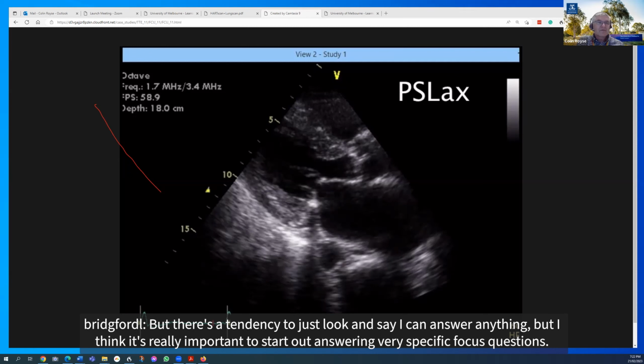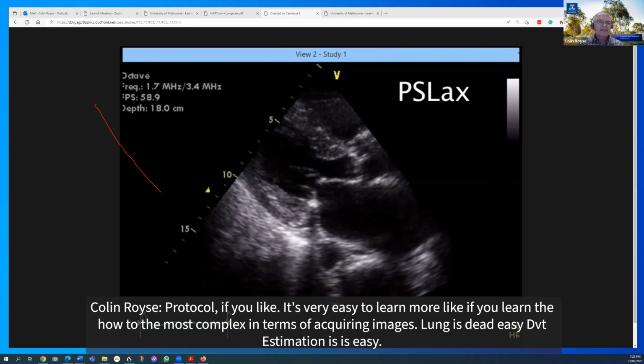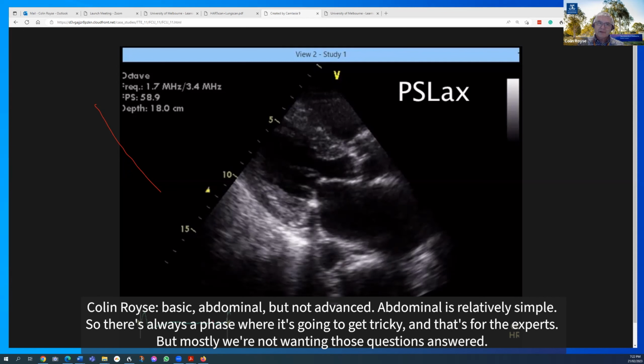I agree. What's fascinating is once you learn one ultrasound protocol, if you like, it's very easy to learn more. Like if you learn the heart, that's the most complex. And in terms of acquiring images, lung is dead easy, DVT estimation is easy. Basic abdominal, but not advanced abdominal, is relatively simple. So there's always a phase where it's going to get tricky, and that's for the experts. But mostly, we're not wanting those questions answered.